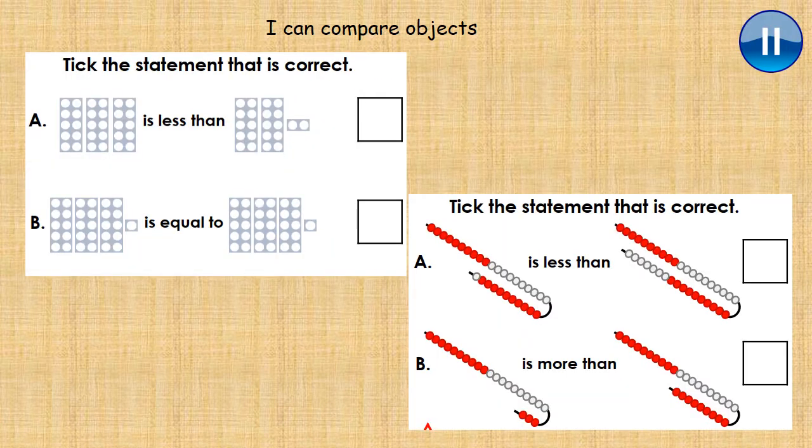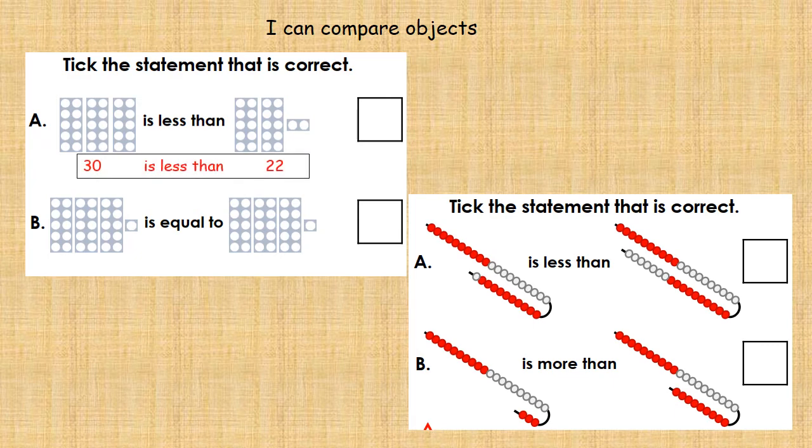Look carefully at these representations. Tick the statement that is correct. Pause the video whilst you have a look. Let's check your answers. A, 30 is less than 22. B, 31 is equal to 31. Which statement is correct? Well done, it's B.